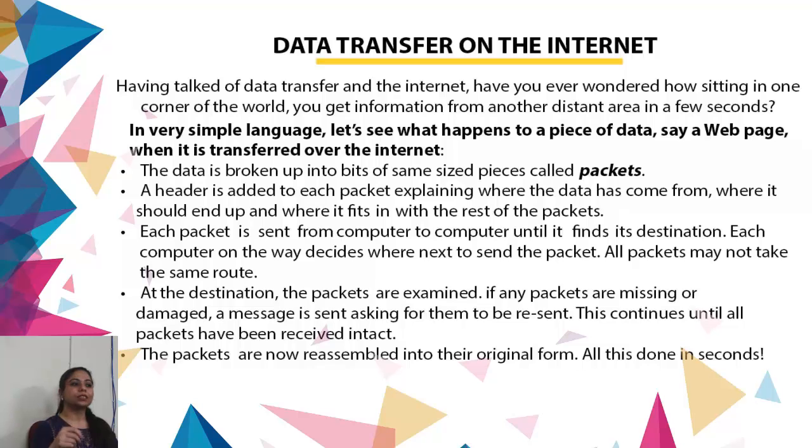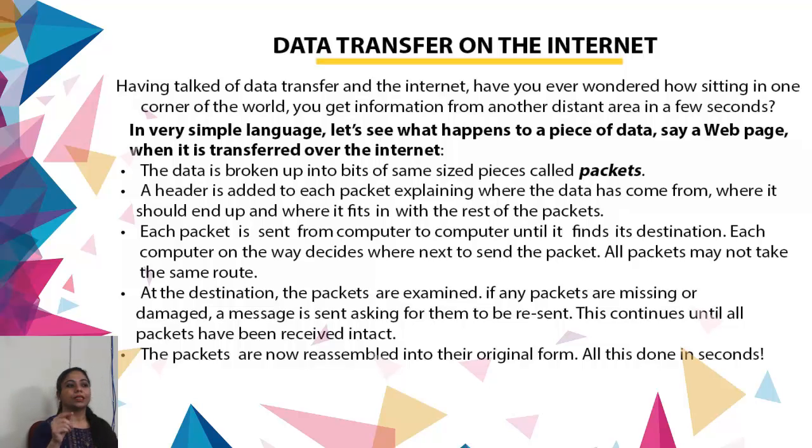The second point says a header is added to each packet explaining where the data has come from, where it should end up, and where it fits in the rest of the packets. So all the information about that packet is mentioned in the header. What does that header explain? Where the data comes from, where the data has to go, and where it fits in the rest of the packets, where the data has to be placed.